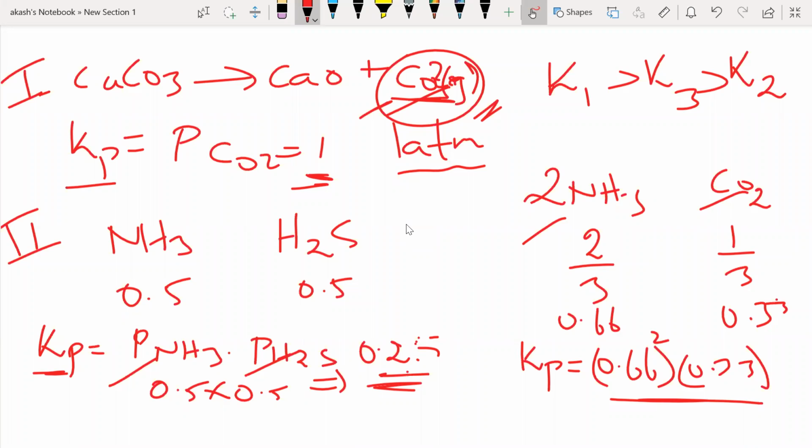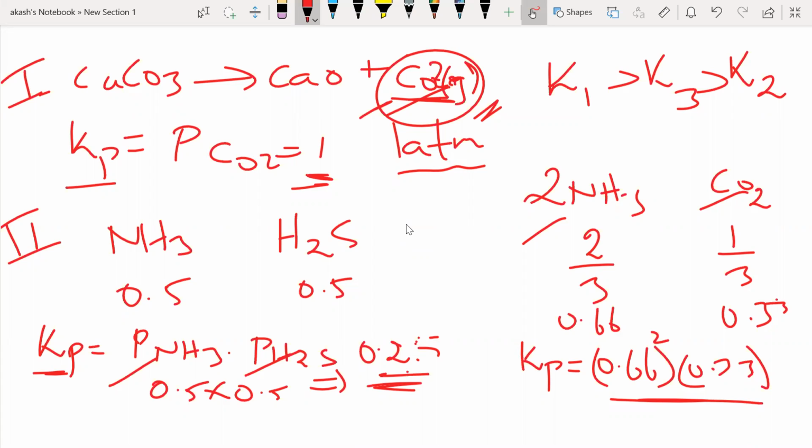If I increase the volume, what did I say to you? How should you do it? What did I tell you? If volume is increased, it shifts to the side where it has more number of stoichiometric coefficients. Absolutely true. So if I increase the volume, the reaction will shift to a side where I have more stoichiometric coefficient. That is for volume increasing.